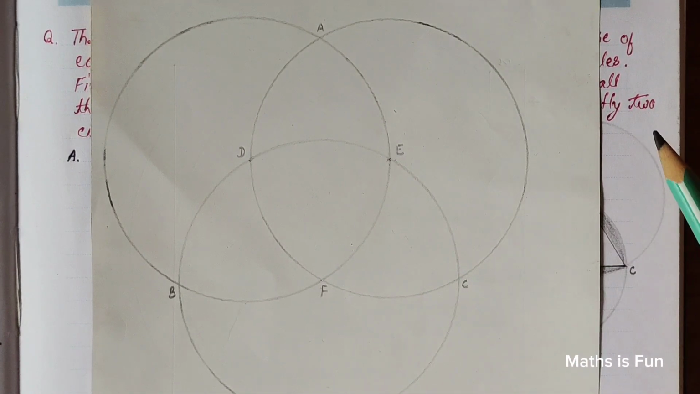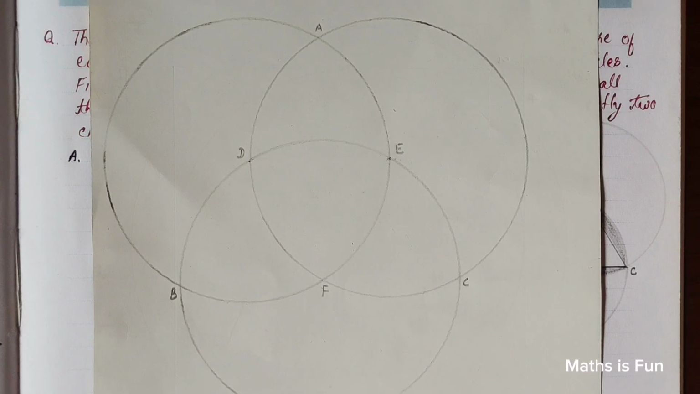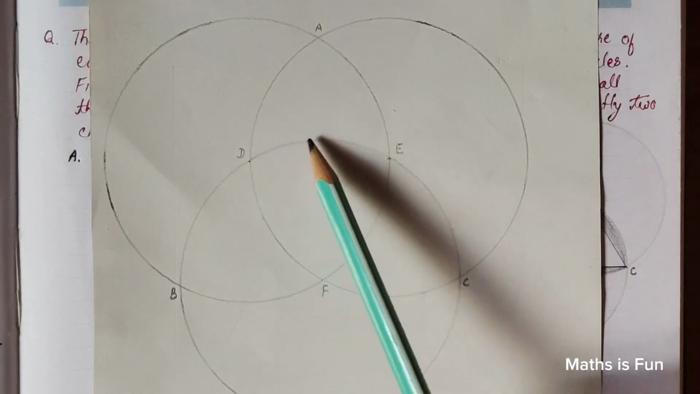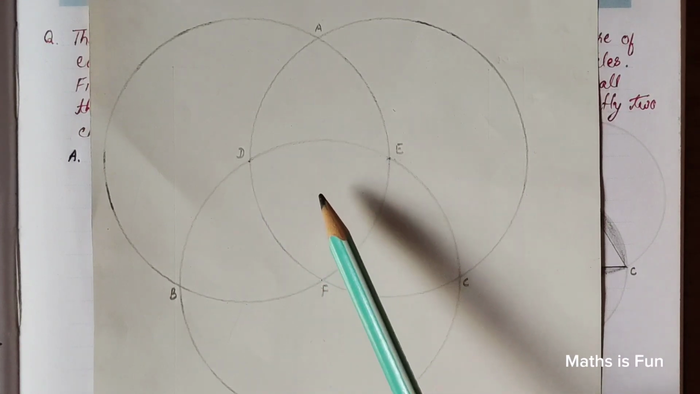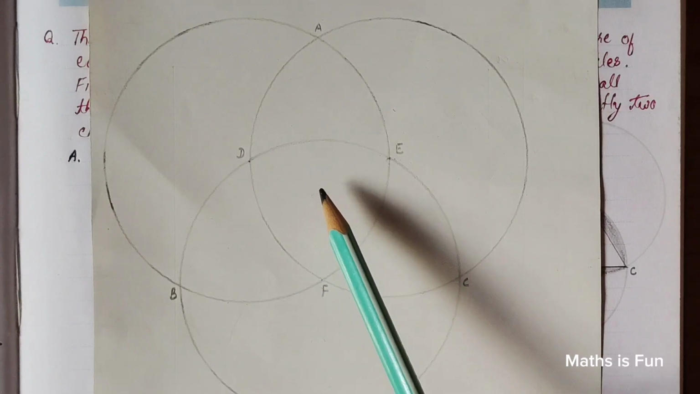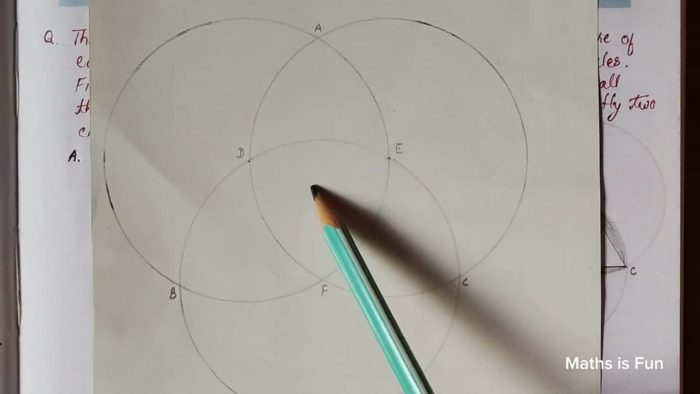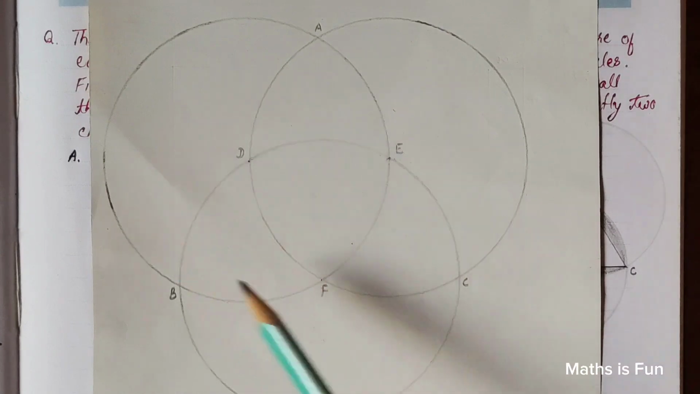Now come to our question. The question requires us to find out the ratio between the area of the region common to all the three circles and the area of the region common to exactly two circles. So what is the area of the region common to all three circles? That area is the area enclosed by these three boundaries. That means this area. If you are standing in this area, then you are standing in this circle, you are also standing in this circle, and you are also standing in this circle. That means you are standing in the area that is common to all the three circles.